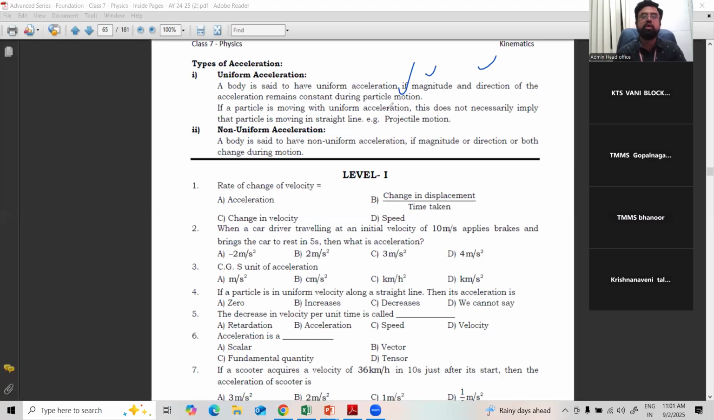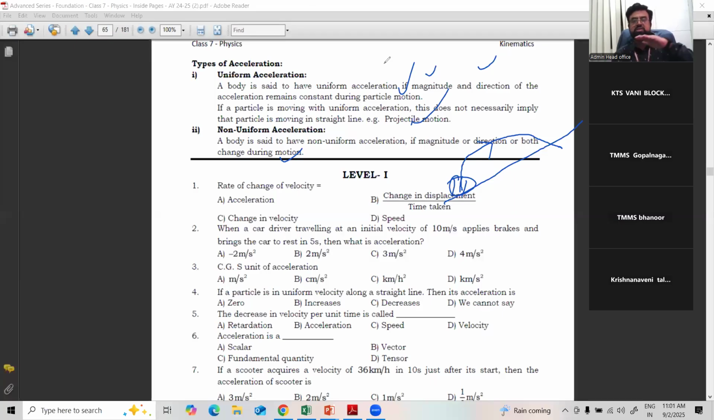If a particle is moving with uniform acceleration, this does not necessarily imply that the particle is moving in a straight line. Example, projectile motion. Projectile means just like a football hitting the ground. Like this, we are hitting this motion. The path followed is called a projectile. Non-uniform: a body is said to have non-uniform acceleration if the magnitude and direction both change during the motion.